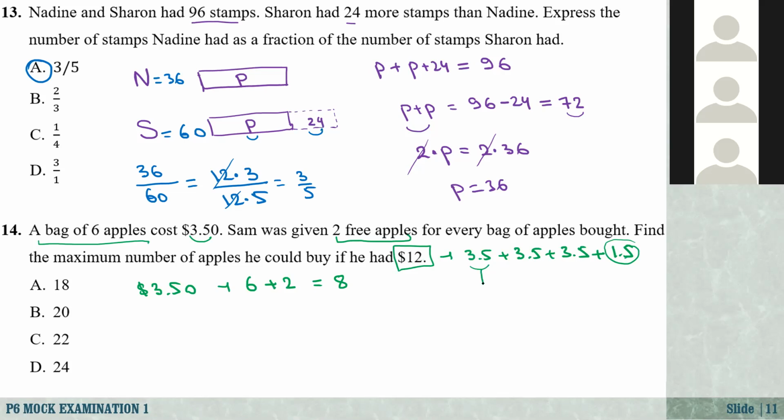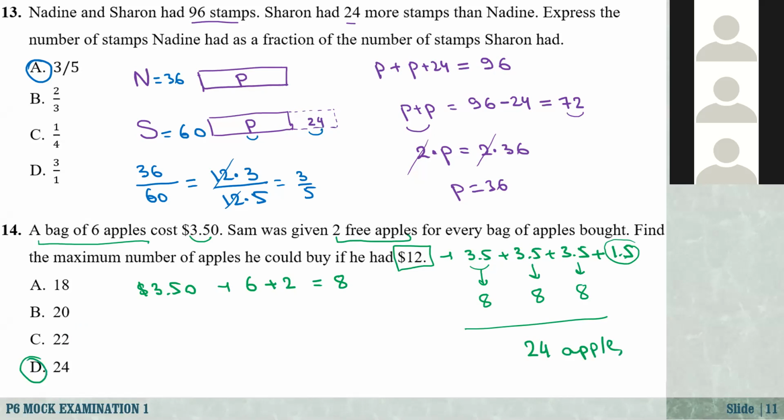But for this $3.5, I can buy 8 apples. Also for 3.5, I can buy 8 apples. Also for this, 8 apples. So altogether, how many apples? 24 apples. So here, if we have $12, then we can buy maximum 24 apples. So the correct answer is D.